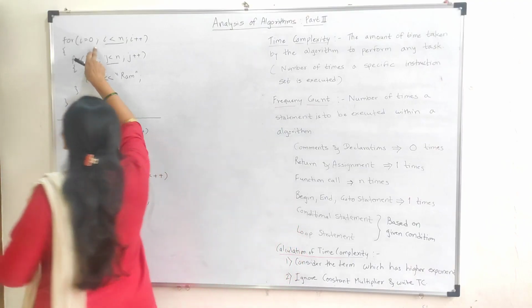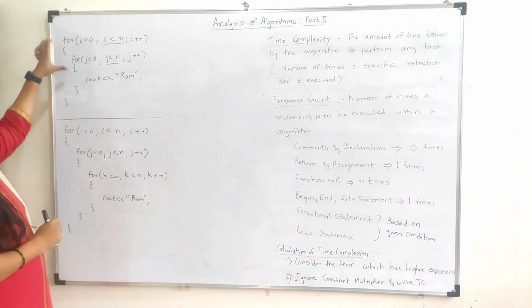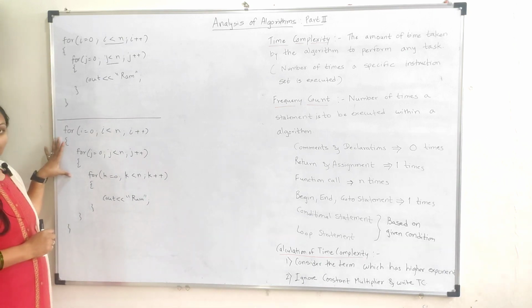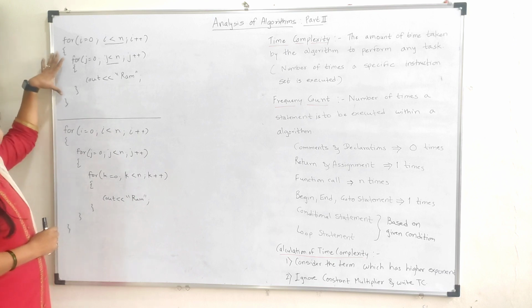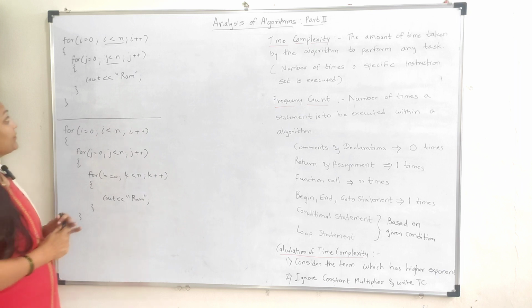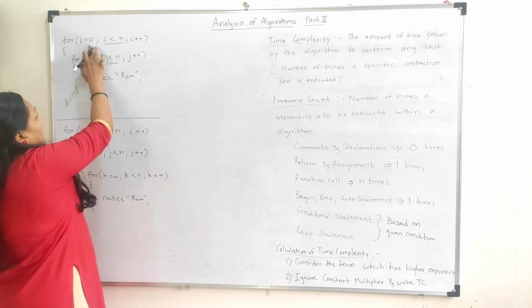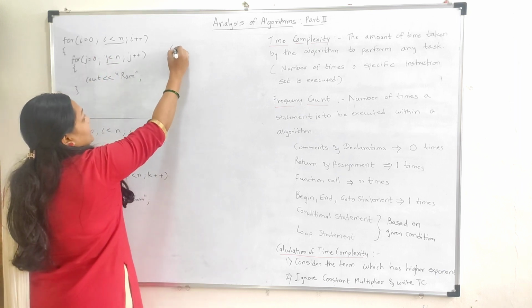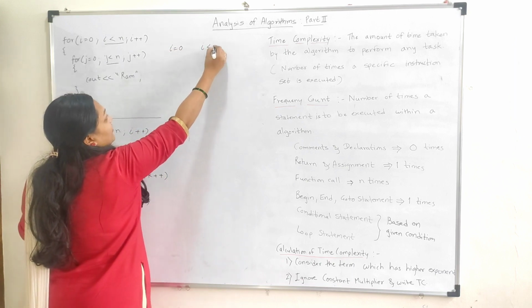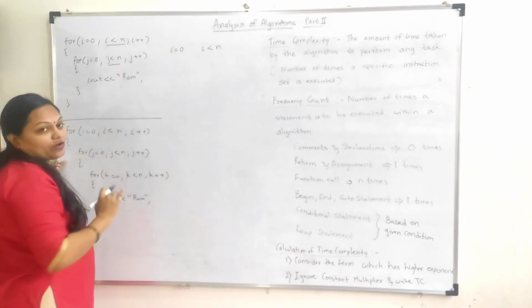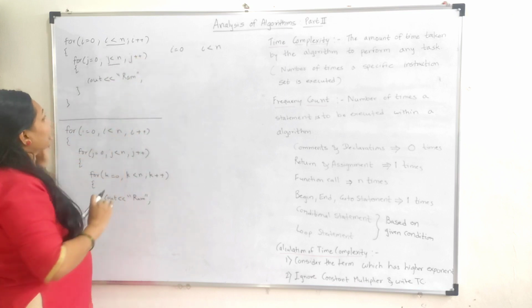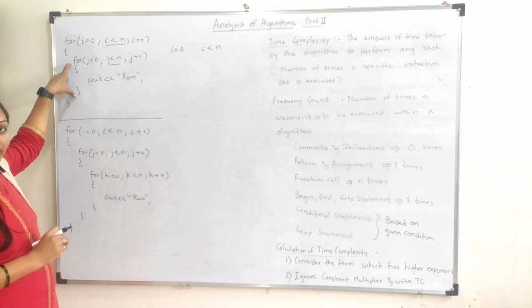Now see this example. In this example, 2 for loops are there. Another example is there where 3 for loops are there. So let's see first of all this nested for loop example and what the time complexity for the same will be. Here the value of i is initially 0, and we need to find out whether the value of i is less than n or not. If it is less than n, then program control will go inside and will execute this statement.